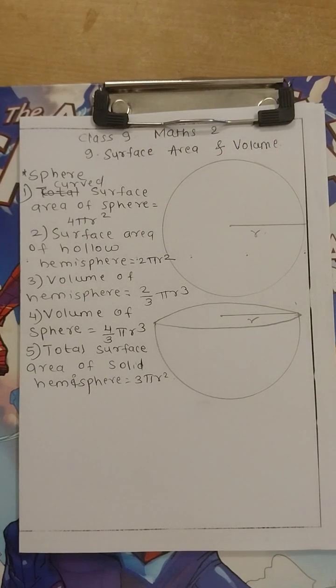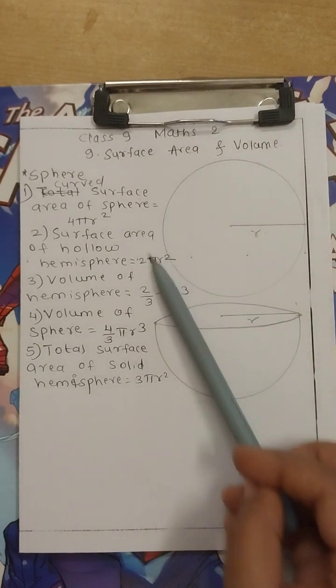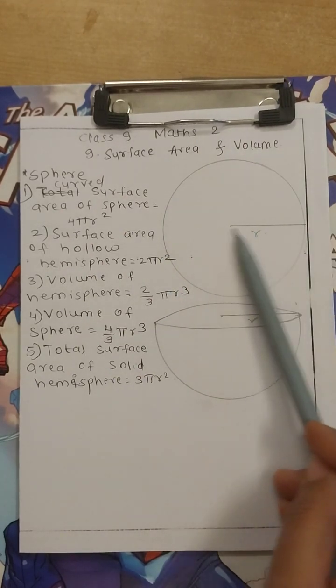Hello, in this video we are going to learn class 9 maths 2, ninth lesson, surface area and volume. Next concept, the last concept, is sphere. This is the sphere, and this is the radius of the sphere.